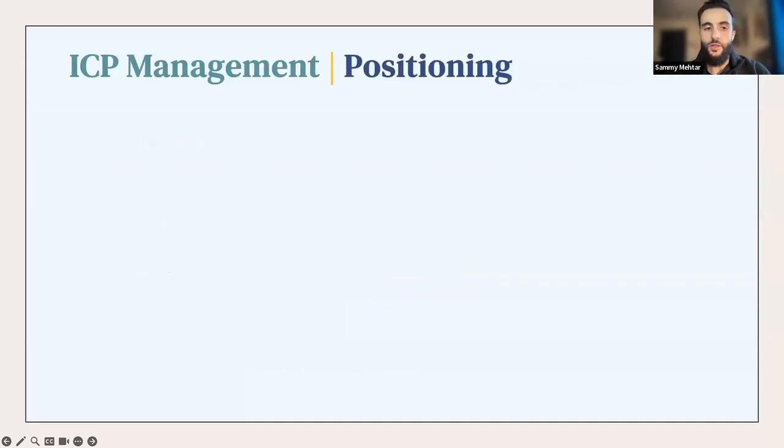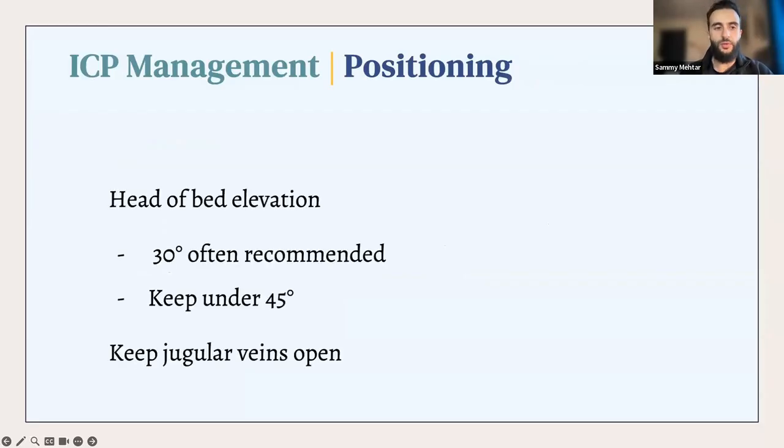One thing that's very important in intracranial hemorrhage and elevated ICP is positioning. Generally the recommendation is to keep the head of the bed up to about 30 degrees. This is actually more controversial than I expected after looking through some of the literature. There is a trade-off that happens when you elevate the head of the patient.